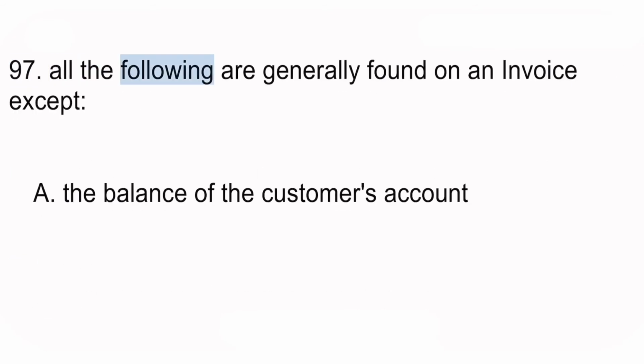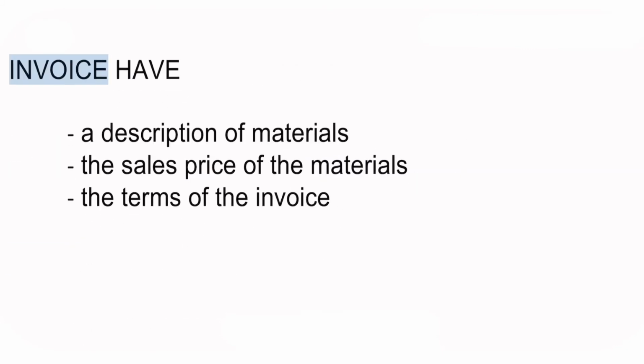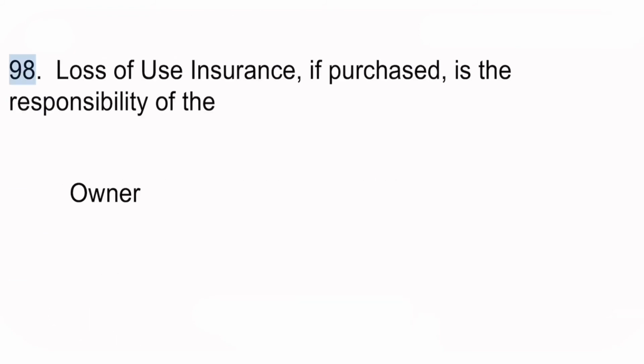97. All the following are generally found on an invoice except the balance of the customer's account. Invoices have a description of materials, the sales price of the materials, and the terms of the invoice. 98. Loss of use insurance, if purchased, is the responsibility of the owner.